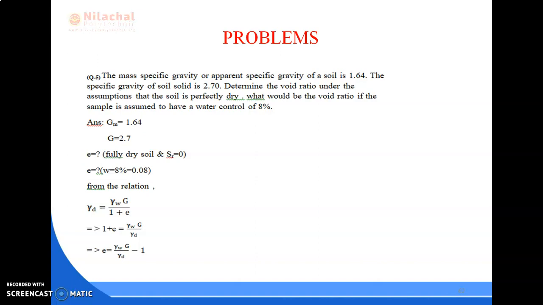So this is the question. Given data: Gm equal to 1.64, G equal to 2.7. We have to find the void ratio e for fully dry soil, that means when Sr value equal to 0. Again, what would be the void ratio? That means again we have to find e equal to question mark when water content w equal to 8% or 0.08. So this much is given in the question.